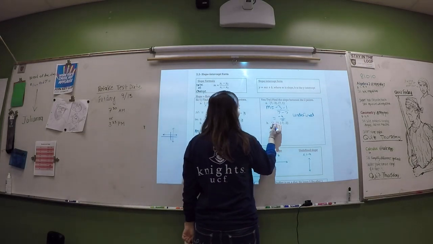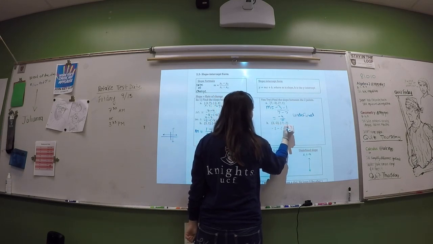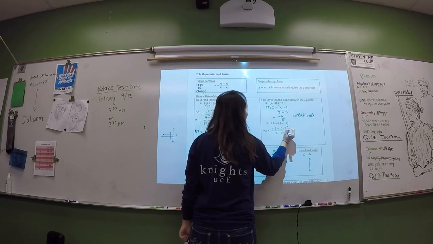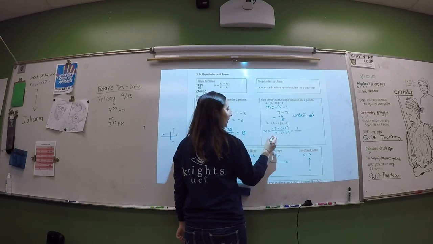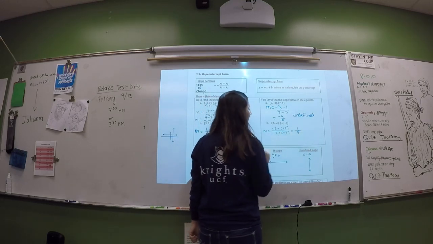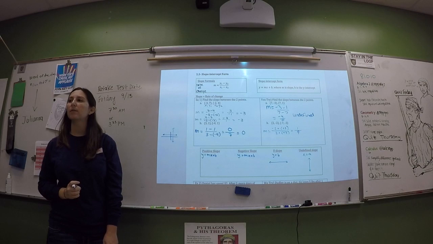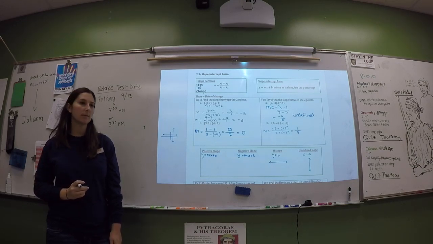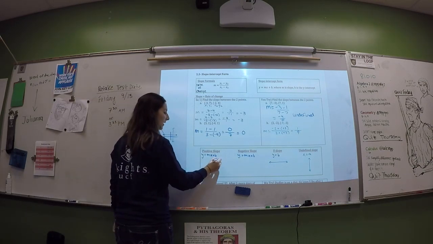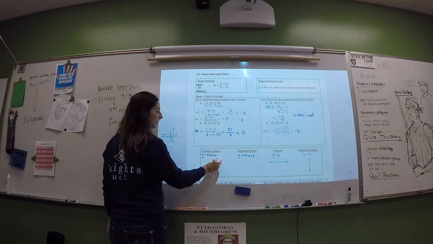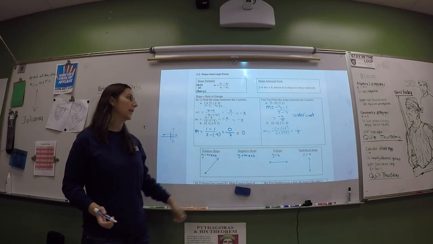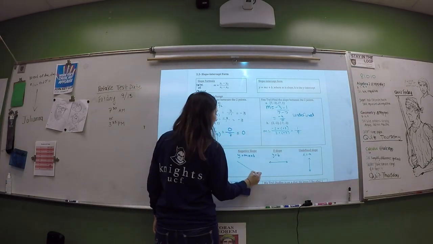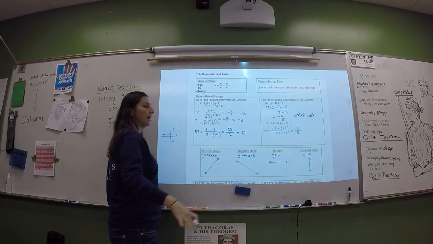For the second line, we should get positive 1 and then positive 9. Positive 1 over 9. I did get that. So a positive slope is increasing everywhere. That means it goes up from left to right. Negative slope, like this one, is decreasing everywhere. That means it goes down from left to right.